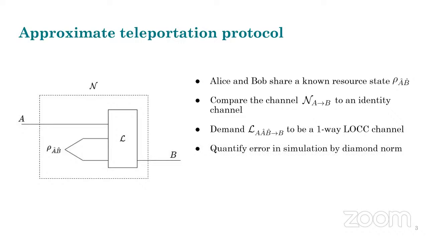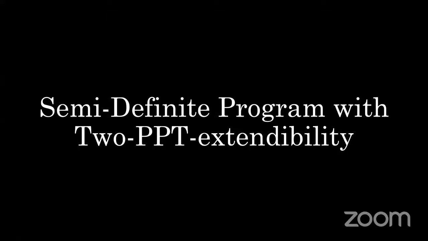And we're going to quantify the error in simulation by the diamond norm. So the error is going to look like this, where A is an appending channel that appends the resource state rho, and L is the one-way LOCC channel that we're looking for. And so eventually what we want to do is optimize over all these L channels and find out what is the minimum error possible given the resource state rho.